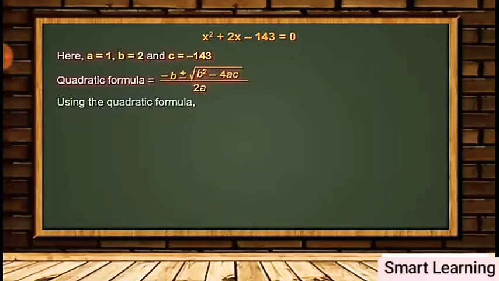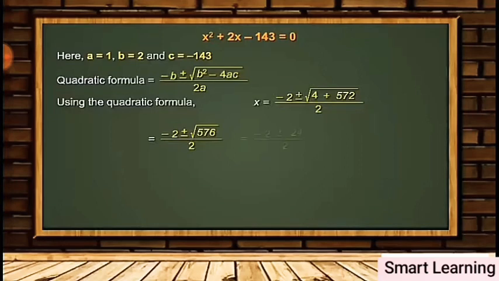Using the quadratic formula, we get x = (−2 ± √(4 + 572))/2, which is equal to (−2 ± √576)/2. Taking the square root, √576 = 24, we get (−2 ± 24)/2. This gives us x = 11 or x = −13.